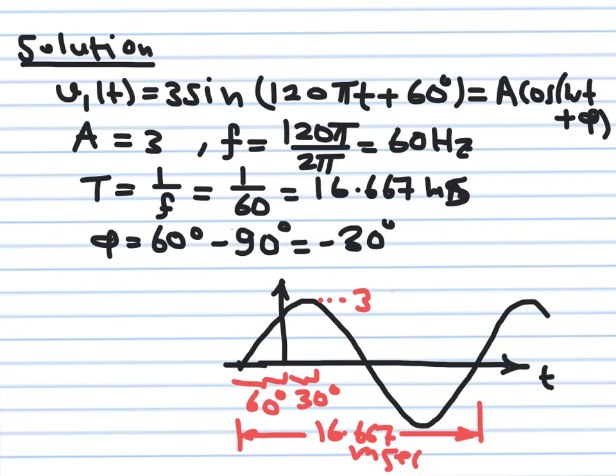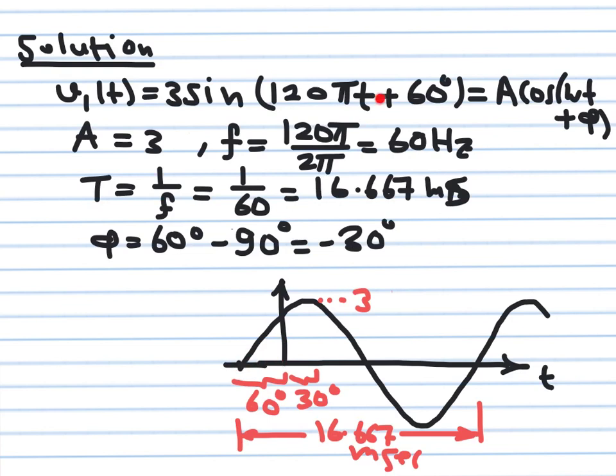Okay, and the amplitude here is 3 as we agreed, and the periodic time is 16.667 milliseconds. There is another way of looking at it. You can look at it as a sine wave, but it was moved in the negative time by 60 degrees. This is the beginning of the sine, but this sine should have been here. But you can see it was moved in the negative time by 60 degrees.